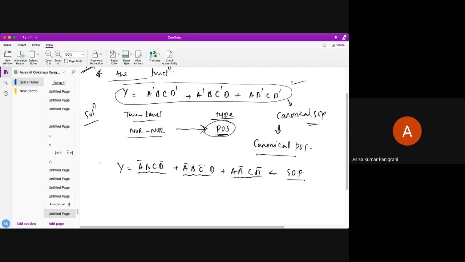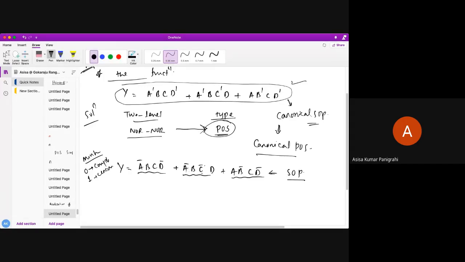In minterms, a complemented variable is expressed as 0 and an uncomplemented variable as 1. So A bar is a complement, I put 0 1 1 0. Next, this one is 0 1 0 1. Next, 1 0 1 0. So I have got these minterms: M6, M5, and finally M10.